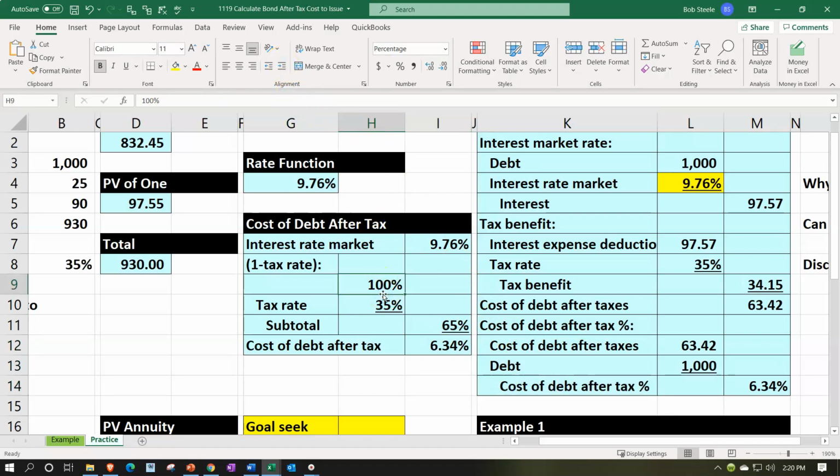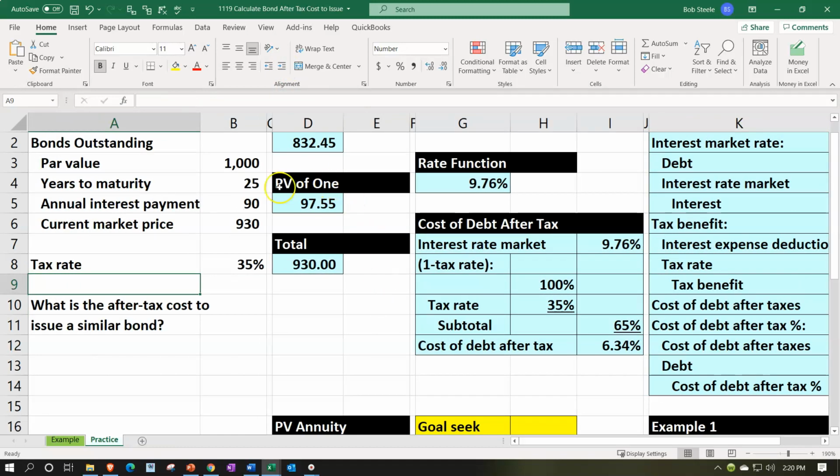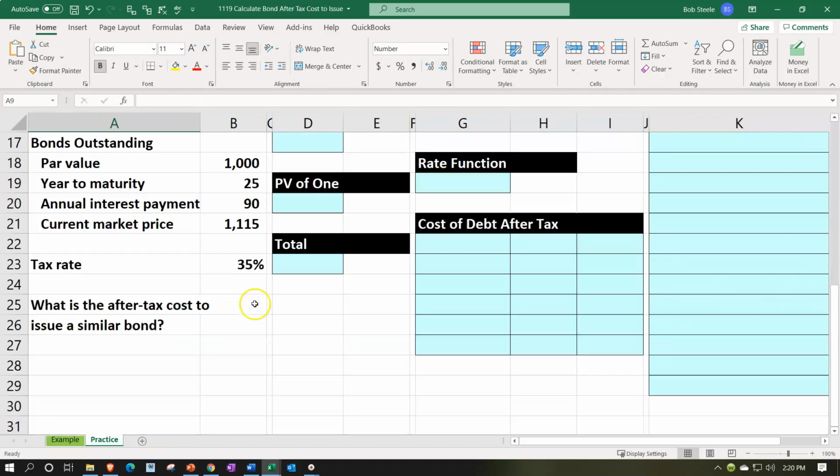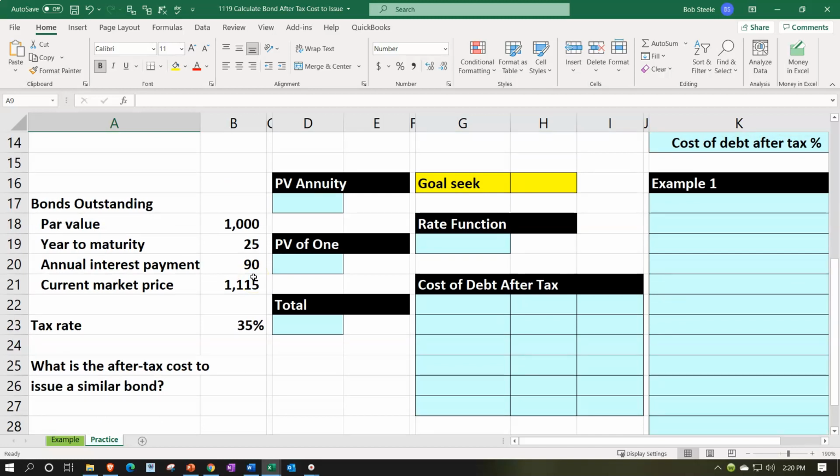Okay, let's do this again. We'll do it a bit quicker here. This time we had a discount situation here. Let's do the same thing where we have basically a premium type of situation.